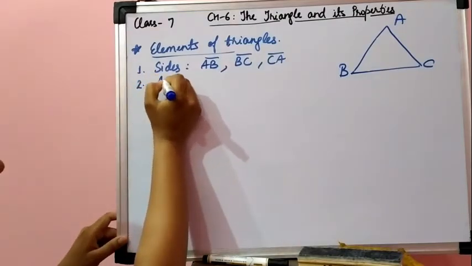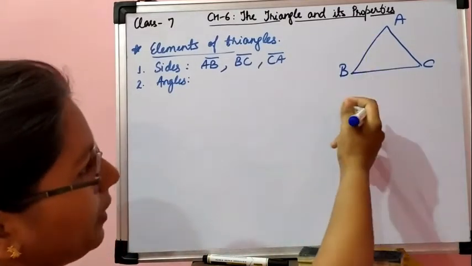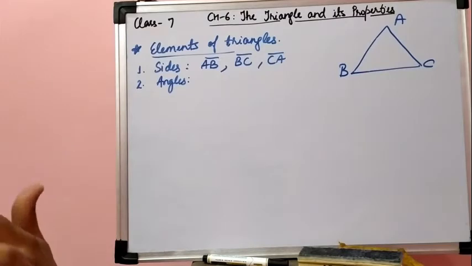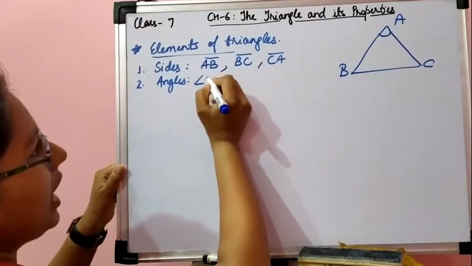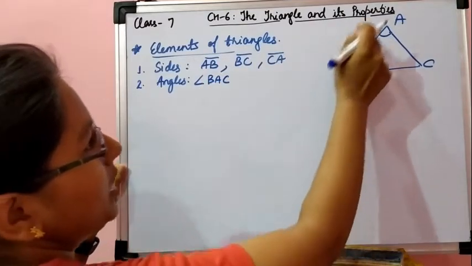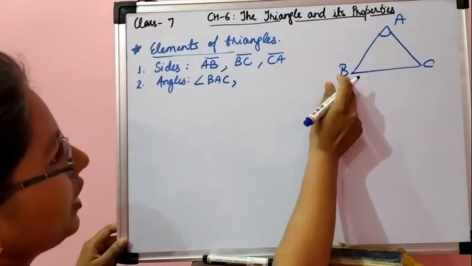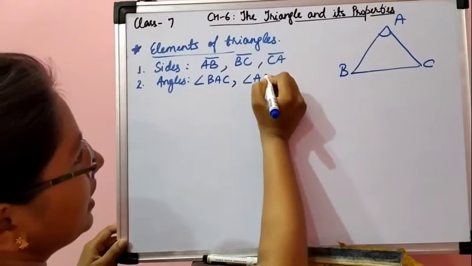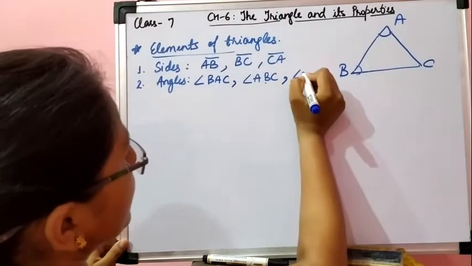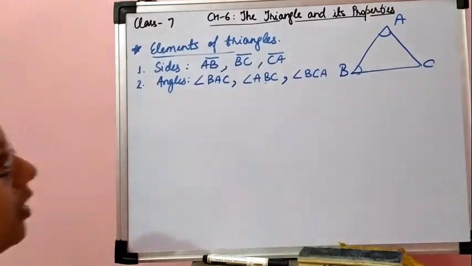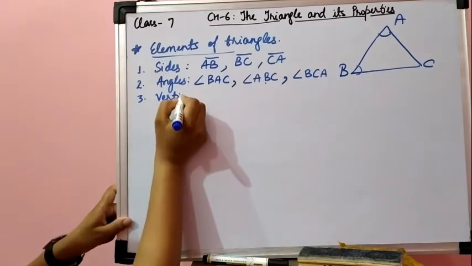Then similarly angles. Now we can write angles directly also, angle A, angle B, angle C. But this is not the correct way of writing the name of an angle. So for representing angle A, I will write BAC. The main angle we have to write in the center. Similarly for angle B, I will write angle ABC. The B will come in the center. Similarly for C, angle BCA. So three sides and three angles, and the others are vertices.